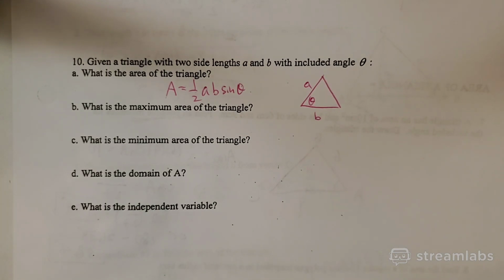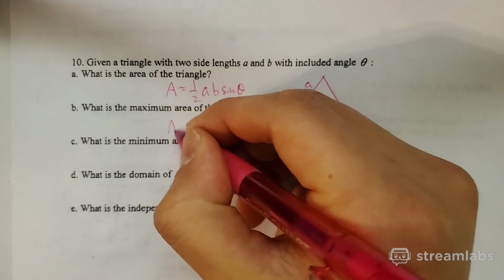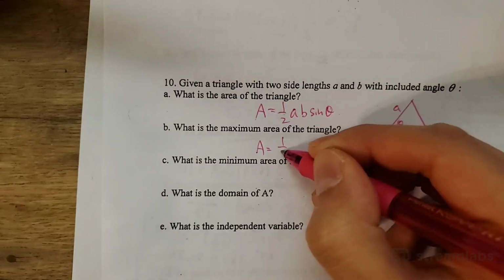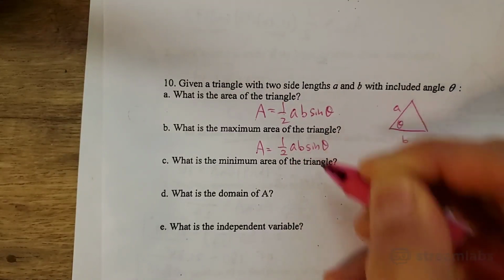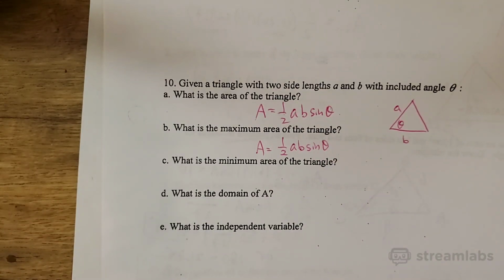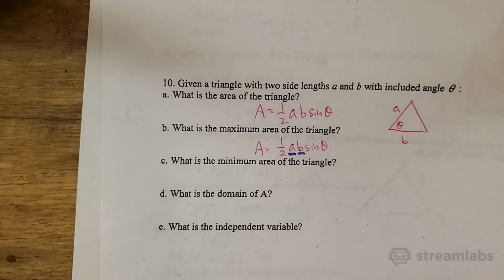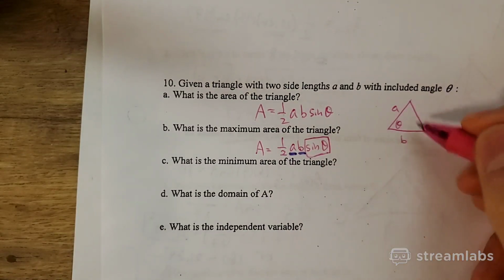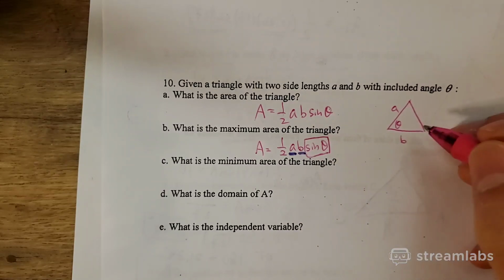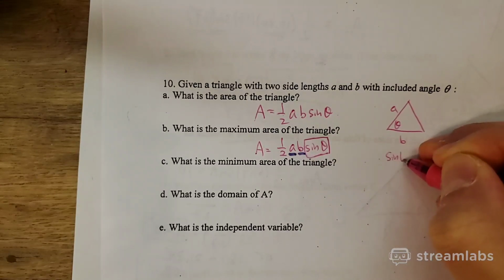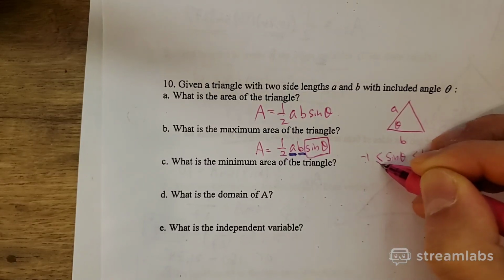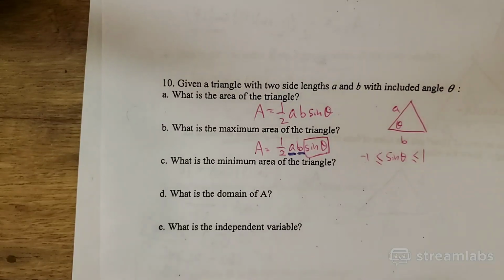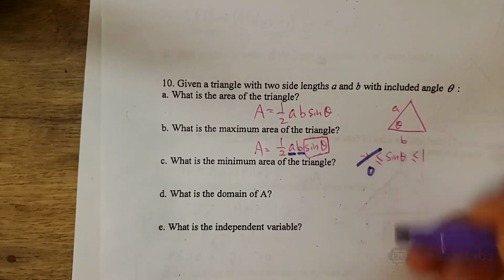The next part is, what is the maximum area? So you have to examine the nature of this formula. A and B are constant numbers, right? You can't really change A and B because that's just the size. But the area depends on sine theta. Usually sine is between -1 and 1, right? But because this is a triangle, you can't really get negative sine values. So this part is gone, and it's just greater than or equal to 0.